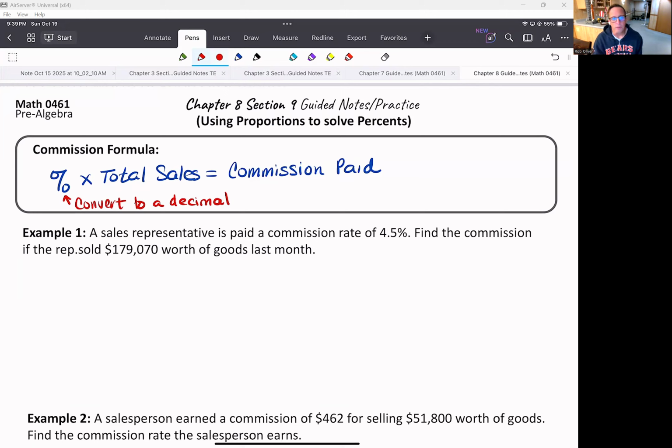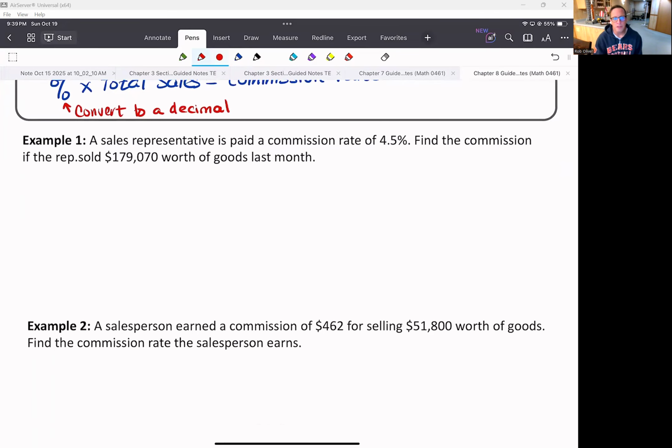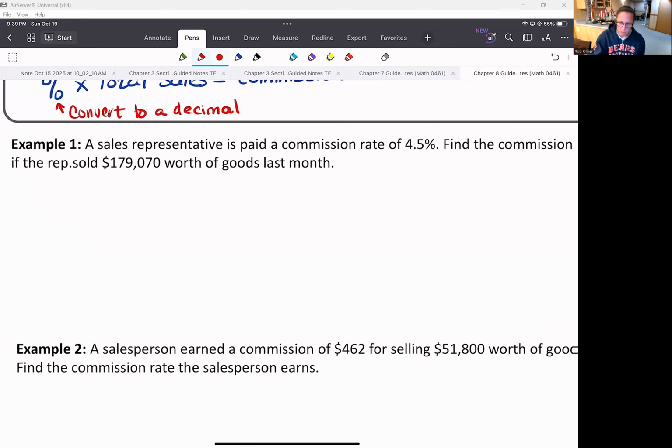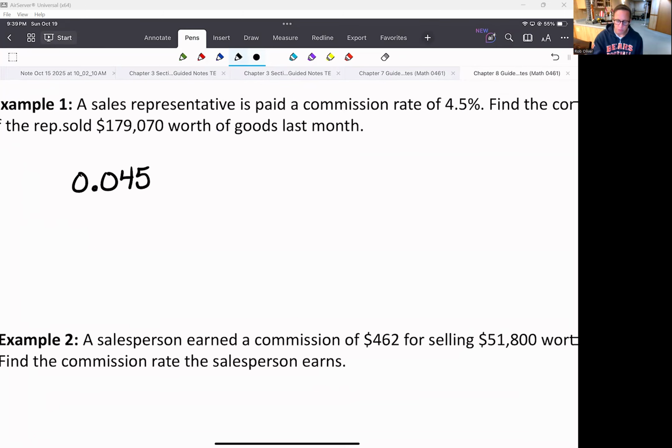So the first example here is a sales rep who is paid a commission rate of 4.5%. Find the commission if the rep sold $179,070 worth of goods last month. So this is pretty straightforward. We're just going to do percent. I'm going to change that to a decimal, so 0.045, just moved it over 2 places.